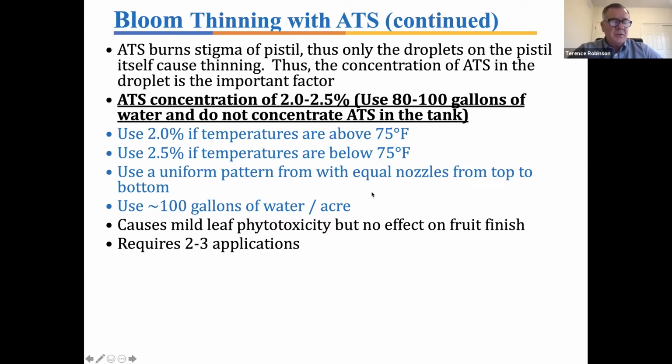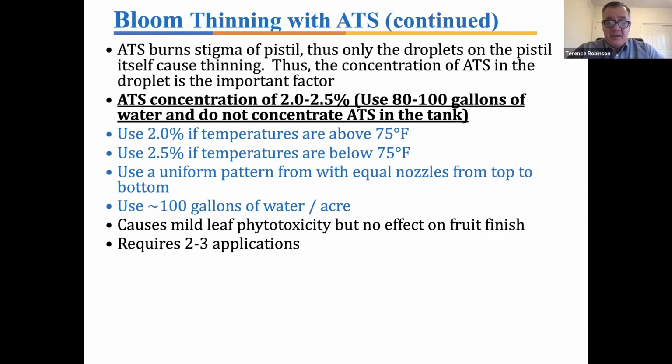Now, because the molecules of water have to land on the pistils, we want a uniform spray pattern with equal nozzle distribution from the top to the bottom. The old standard for thinners of 2/3 in the top and 1/3 in the bottom do not apply to caustic thinners. And I like to use a relatively good volume of water. Now, ATS, when it's absorbed by the leaf, separate from its thinning effect, causes leaf margin burning, leaf phytotoxicity, but it does not seem to cause fruit finish problems at the rates that I've recommended.